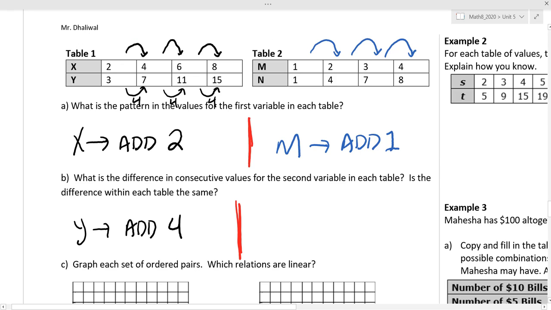Let's look at n. Between the first 2 points, what does it change by? 3. How does it change by the second 2 points? 3. How does it change by the last 2 points? 1. Right? Since it's not consistent, we can't say n add 1 or n subtract 1. We just have to say n varies, because it is not consistent.